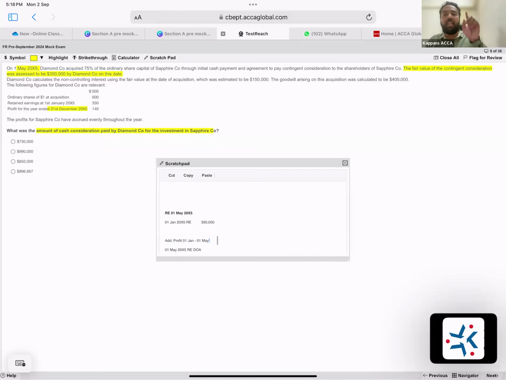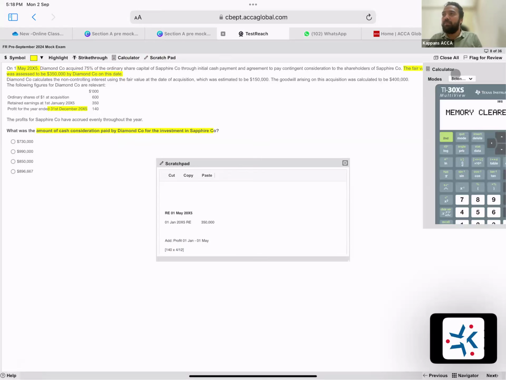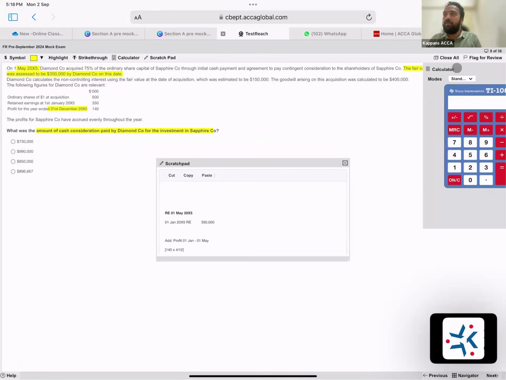How many months are there? January, February, March, and April. Don't take May, it's only one day. So we have to add 4 months profit. And profit is given, profit for the entire year ended 31st December x5 is 140. So 140 into 4 by 12. So use your calculators to find it out.